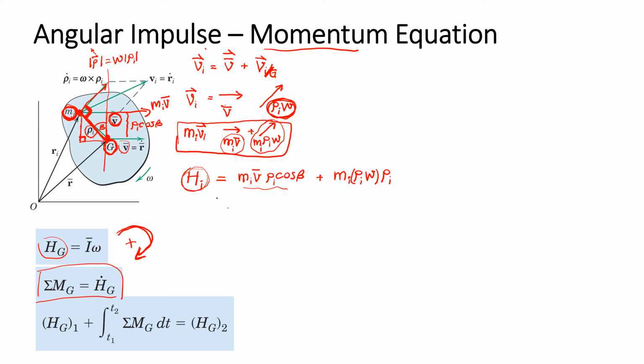So we can rewrite this as mi v bar rho I cosine beta plus mi rho I square omega. This is the angular momentum of a small particle. What is the total?